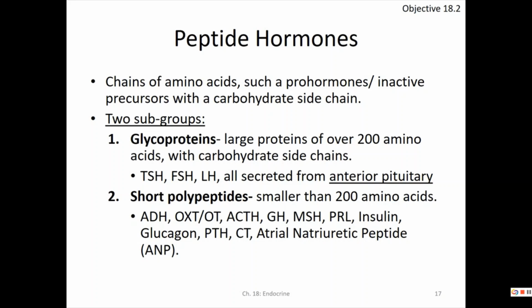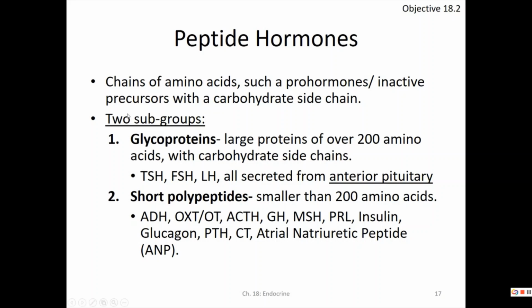Peptide hormones. They are usually going to be prohormones or inactive precursors with a carbohydrate on them that can be activated later on. But they are always chains of amino acids. They may have carbohydrates on them to cause them to be inactivated. Now there are two groups, the glycoproteins and the short polypeptides. Glycoproteins are going to be over 200 amino acids. They have carbohydrates on them. They're quite big.